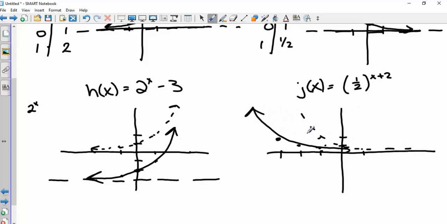So our graph looks something like that. On graphing those exponentials, you just have to remember the 3 points and then transformations.